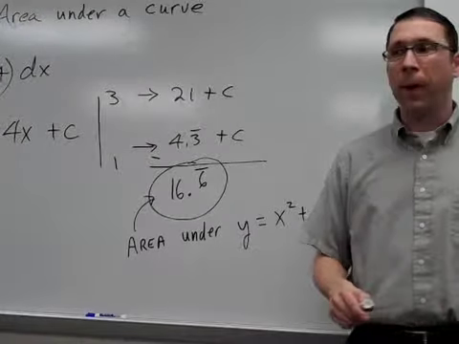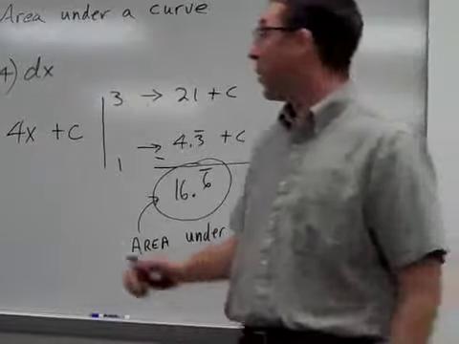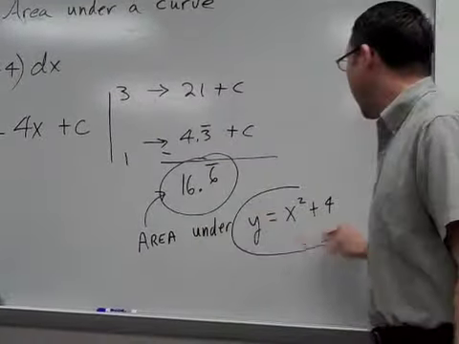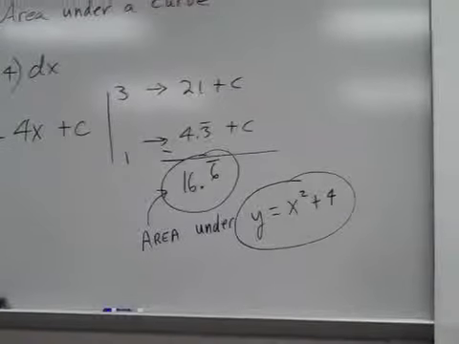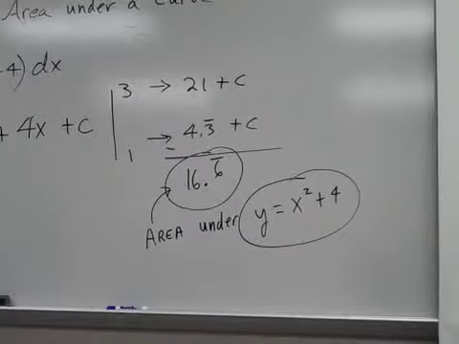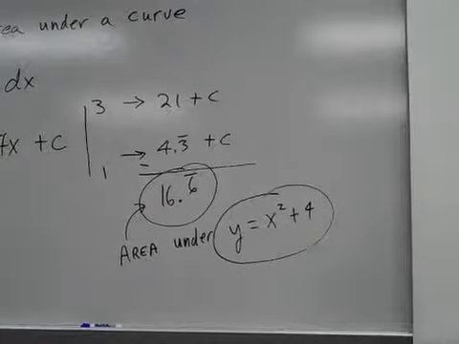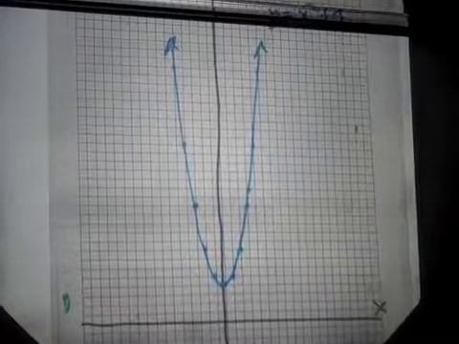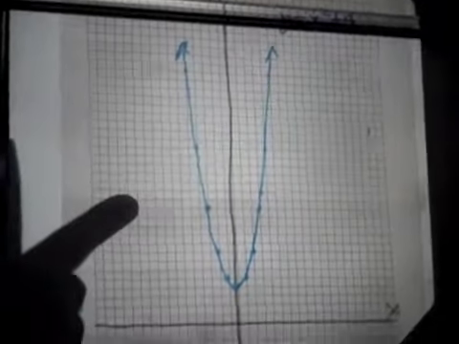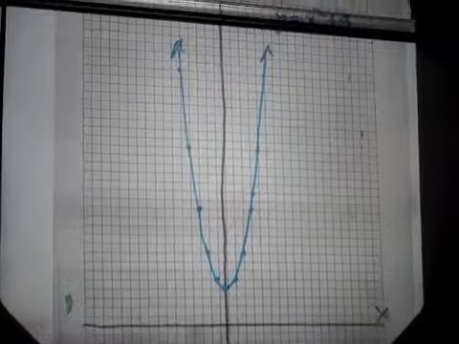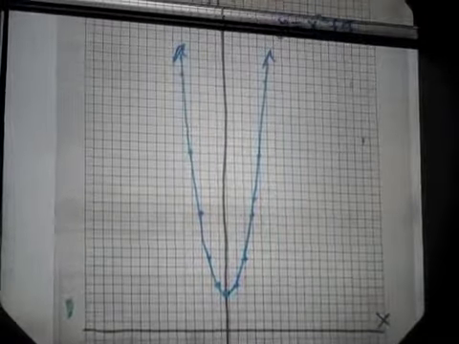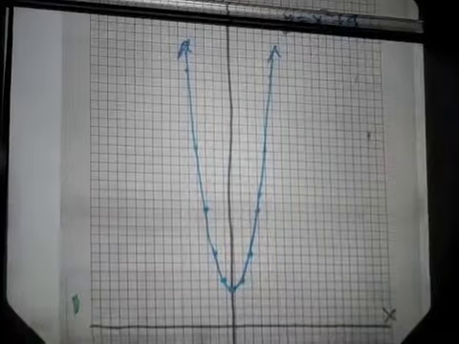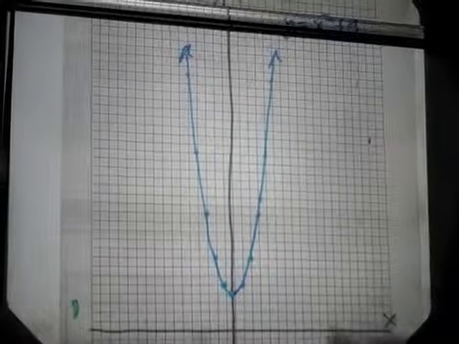So let's do that now. On your paper, let's graph the equation. Graph this equation, y equals x squared plus 4. Do a really great detailed job of graphing it. So the graph of x squared plus 4 looks like this. The answer to the question was 16 2/3. So how's the area showing up as 16 2/3?